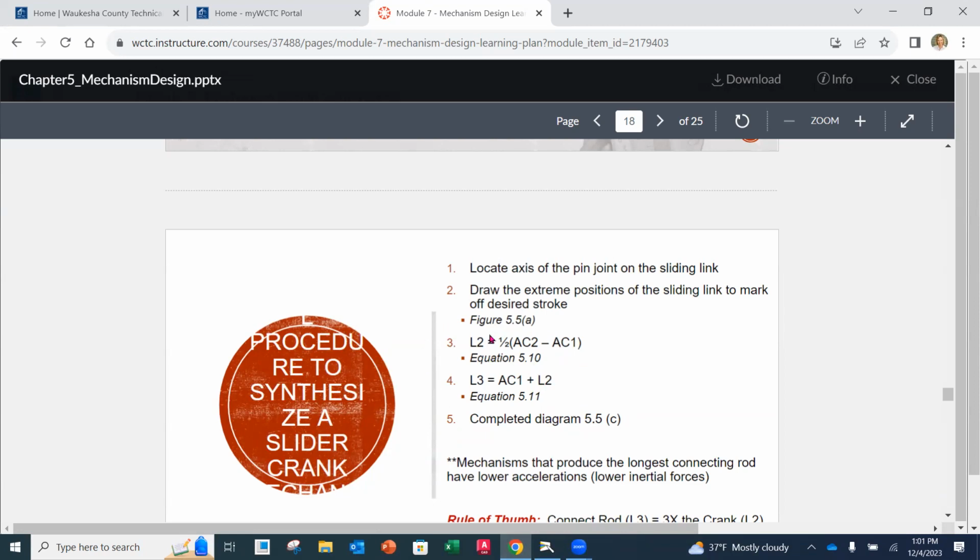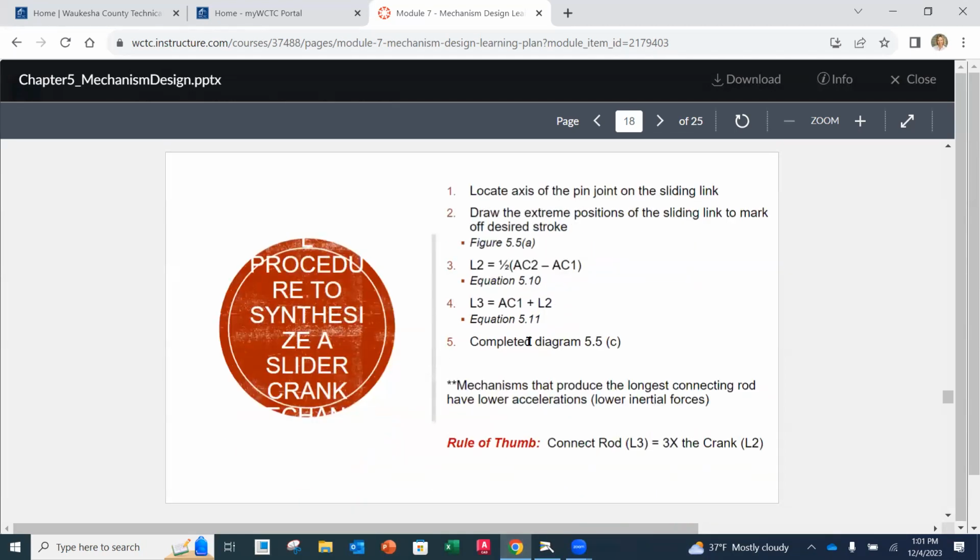When we do our example illustrating this process, it'll make more sense. But here are the main highlights, if you would. And then lastly, you're going to complete the diagrams. And that's something that I'll be showing you through an example problem after we're done with lecture here.